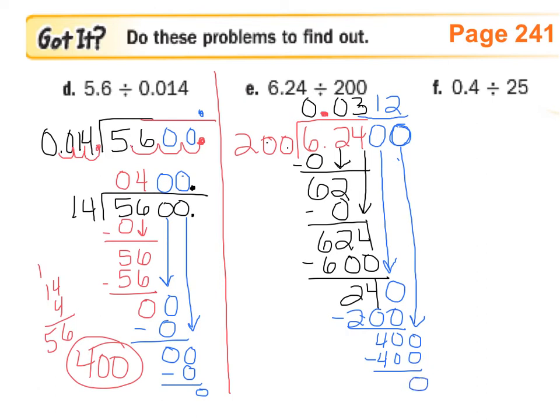So by sticking with the problem and annexing those 2 zeros at the end, I was actually able to finish my problem. So my quotient is 312 10,000ths.